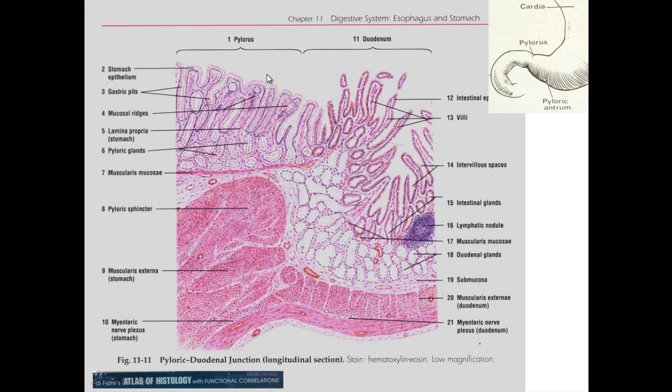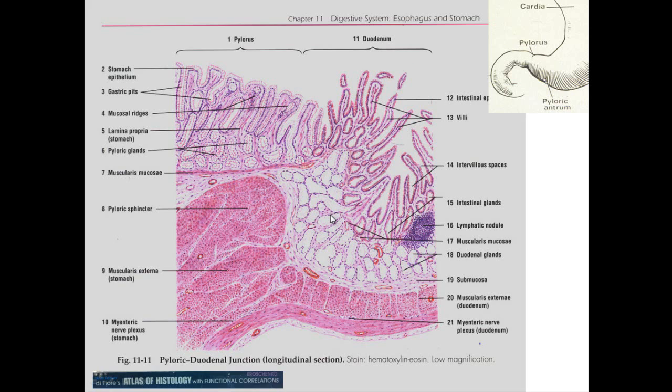So here we have gastric pits in the stomach. Then all of a sudden we have projections on the surface. With the pits, we also have intestinal glands. But in addition to that, these villi project on the surface. These are small intestinal villi, as you have no villi in the large intestine.